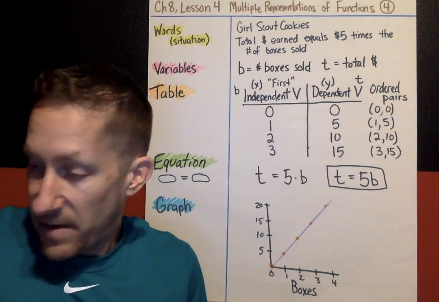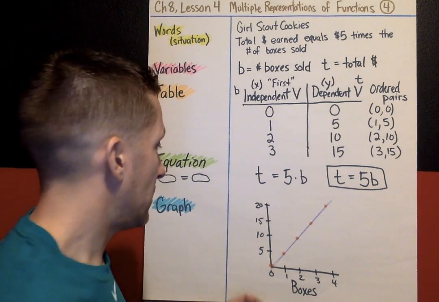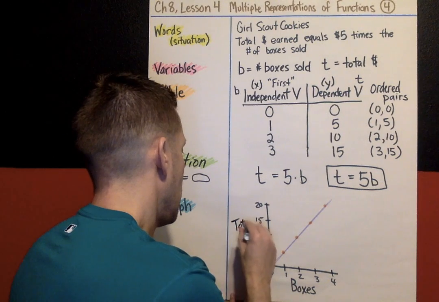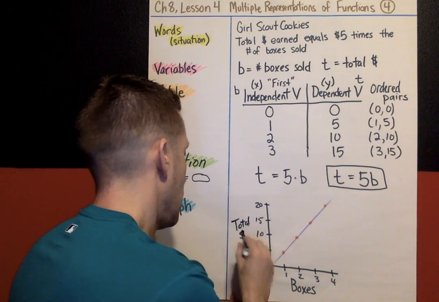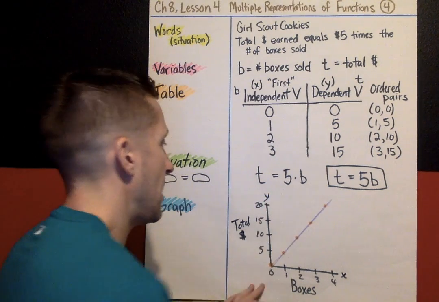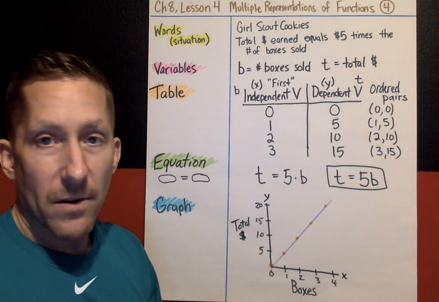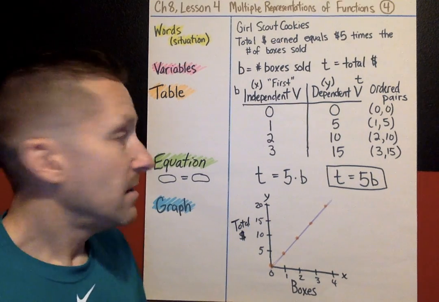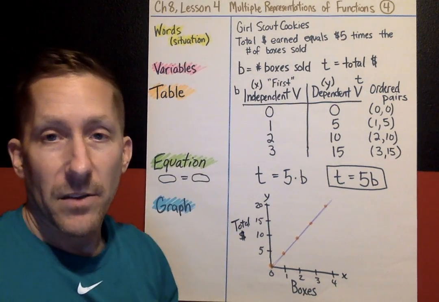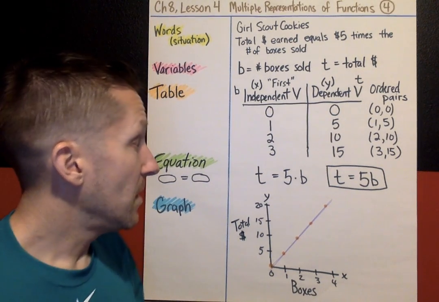Oops, I noticed I didn't write in the variable over here. If this is number of boxes, what's this? It's the total money. And let's label, that's our x-axis, this is the y-axis. So whatever representation you are given, any one of these, graph, equation, table, words, you should be able to construct the other representations from whatever you're given.